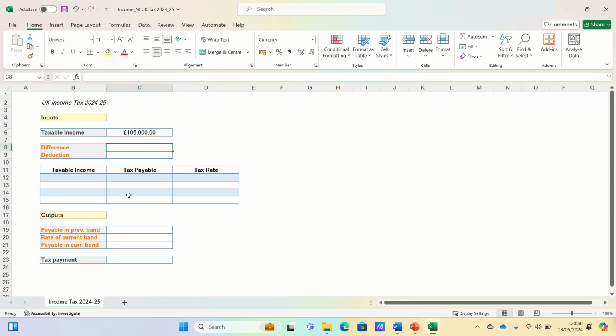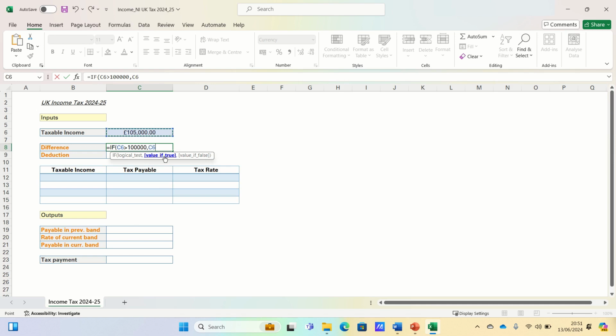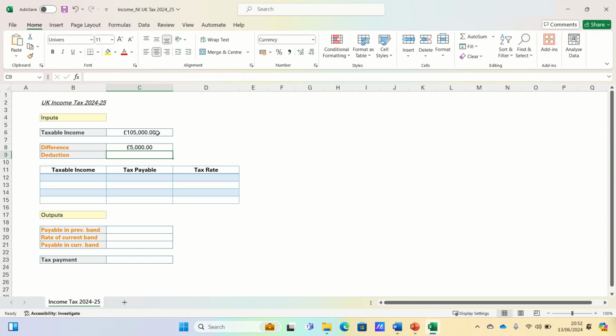Note that taxpayers earning more than £100,000 will have their allowance drop by £1 for every £2 that their income exceeds £100,000. Therefore, to adhere to this rule, we need to calculate the difference between the taxable income and 100,000. We can write an if statement to reflect this. If the taxable income is greater than 100,000, then we want to find the difference between the two. However, if it's not greater than 100,000, then we want it to return zero. Since the taxable income is a figure above 100,000, we can see that the difference is calculated.